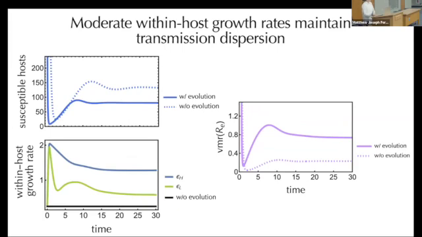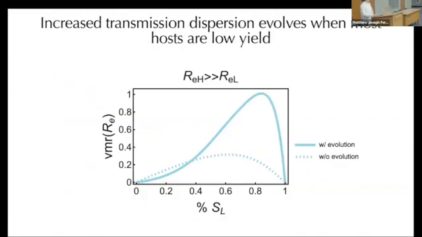Okay, and then these more moderate within-host parasite growth rates are still able to maintain some transmission dispersion. And you see that transmission dispersion is predicted to be higher in this case where we have parasite adaptation versus no adaptation.